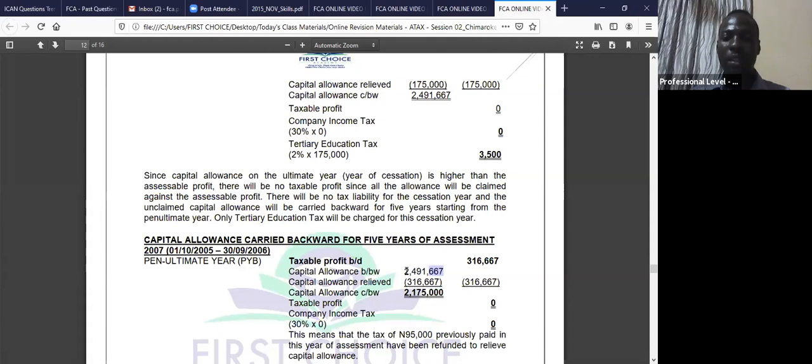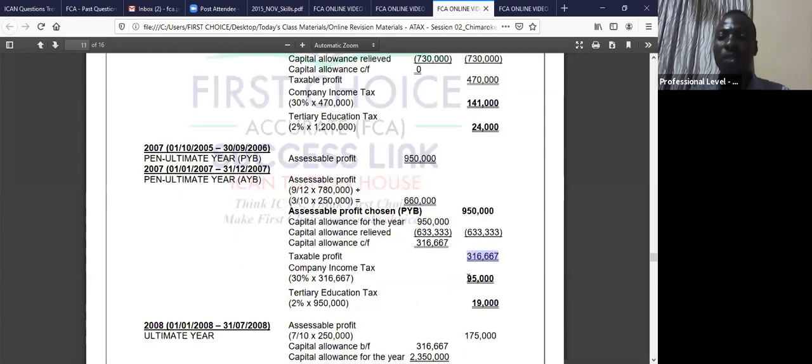You ask yourself, this capital allowance, is it bigger than the profit? If it is bigger, you put the profit again, just the way we did in the ultimate year. You put the whole of the profit here. The aim is to make it 0. And when it is 0, what is the difference? 2,175. This is what will be carried backward. So your income tax is supposed to be 0 naira. You're not supposed to be paying income tax. So they are going to refund you the 95,000 naira you paid as tax before. This 95,000 will be refunded.